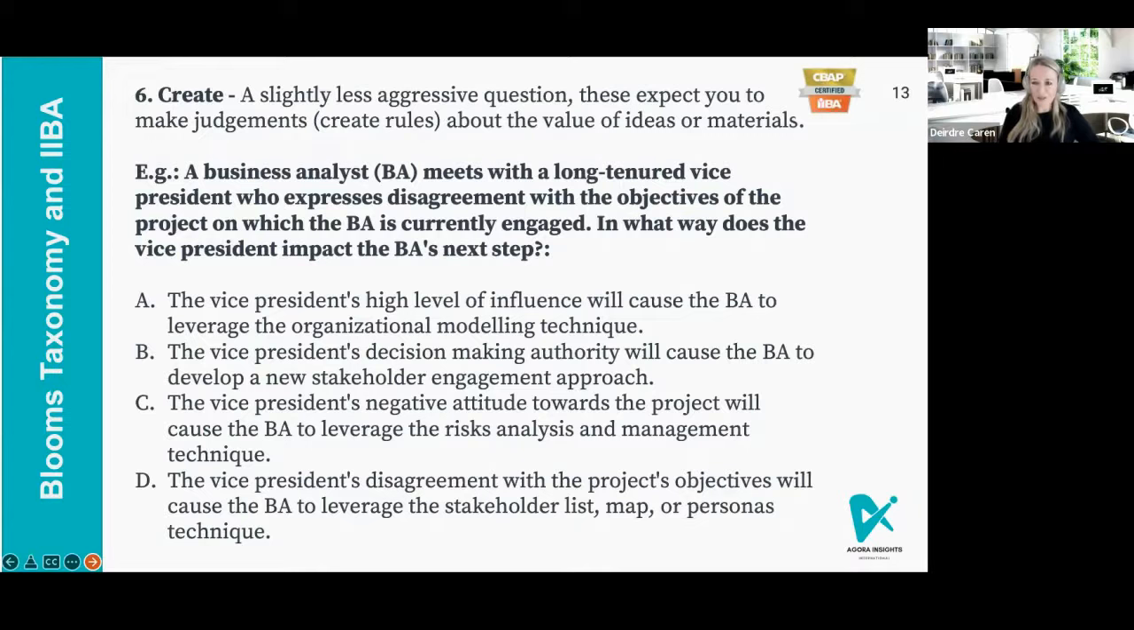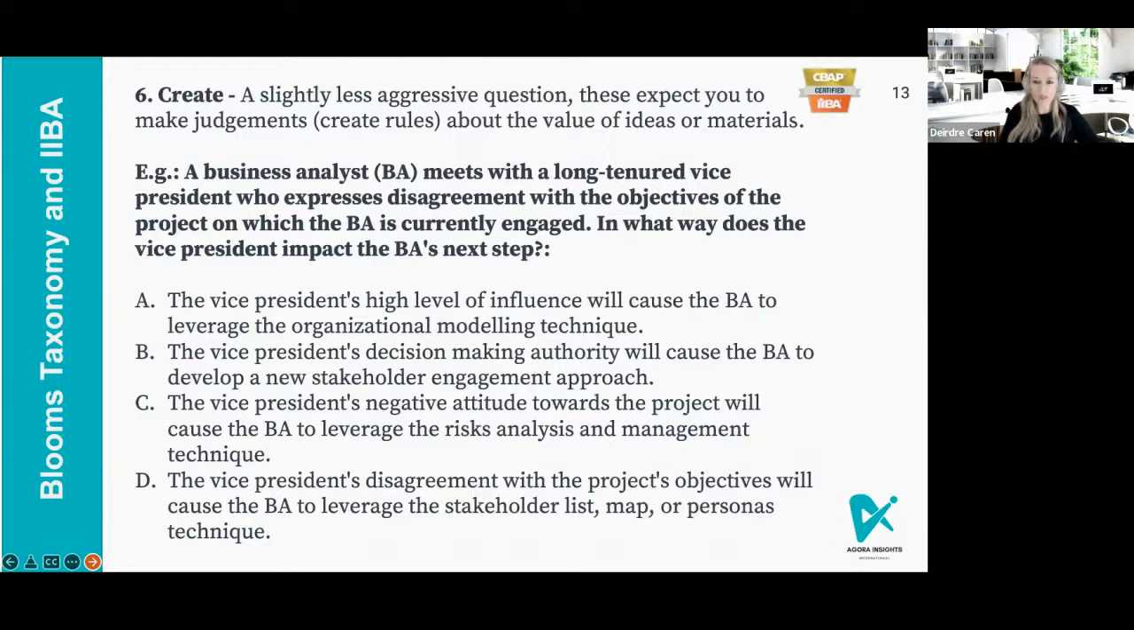So the correct answer, 50% of people got that correct. And this is because it's linked to chapter 3, let me just check which one that is. Chapter 3.2.4.1 of your BABOK guide, talking about the attitudes towards a project, and that you need to do a risk analysis if you find that there might be detractors in your project. So well done to half of the people who got that correct.